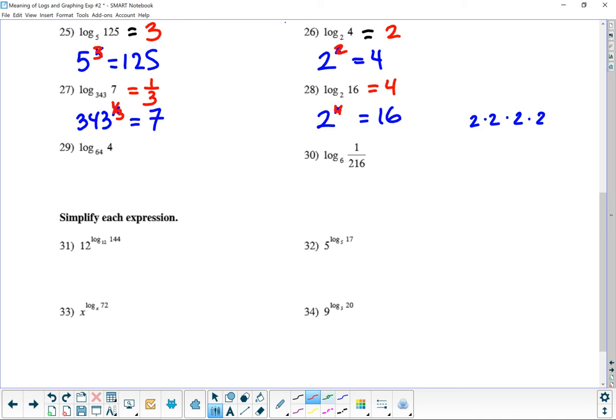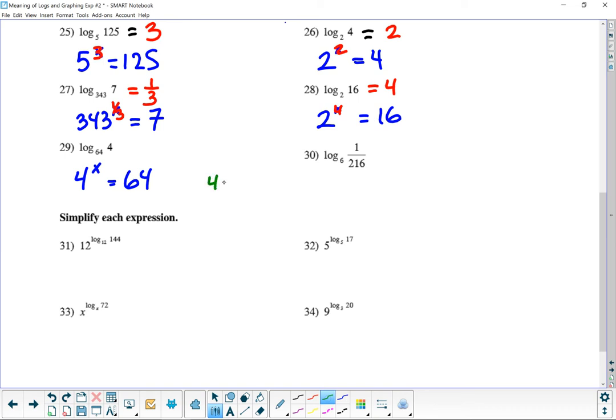Okay. Number 29, we've got 4 to the power of what would equal 64. And you're going to have to look at your multiples of 4. So go ahead and work that out. If you don't know yet, pause the video if you need to.